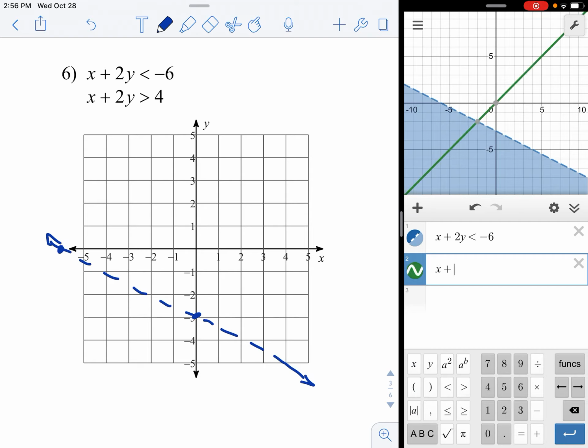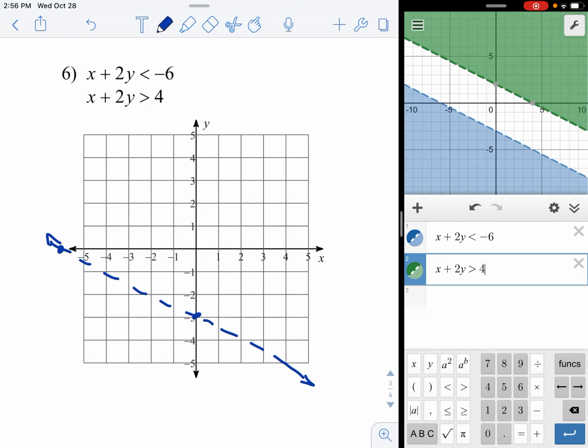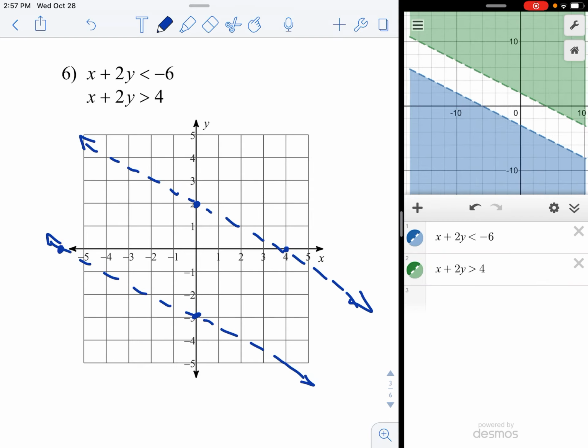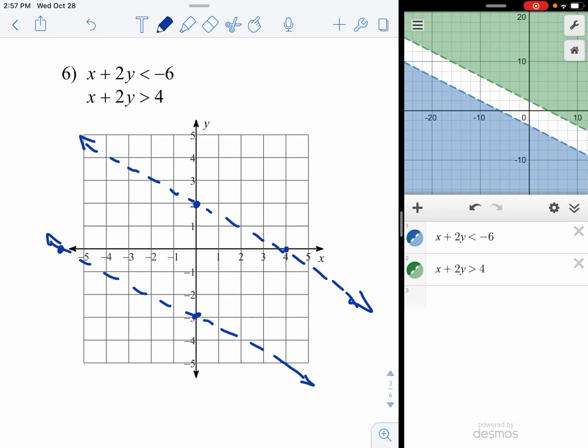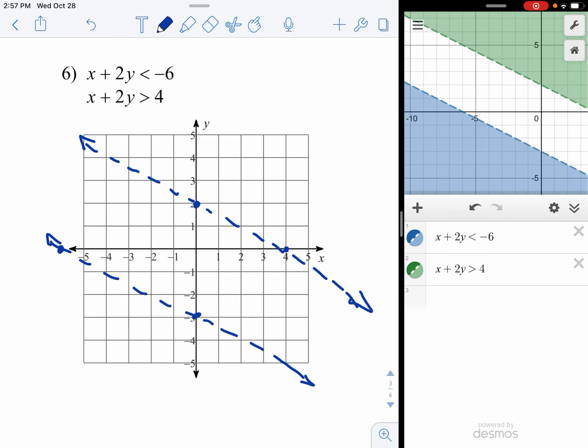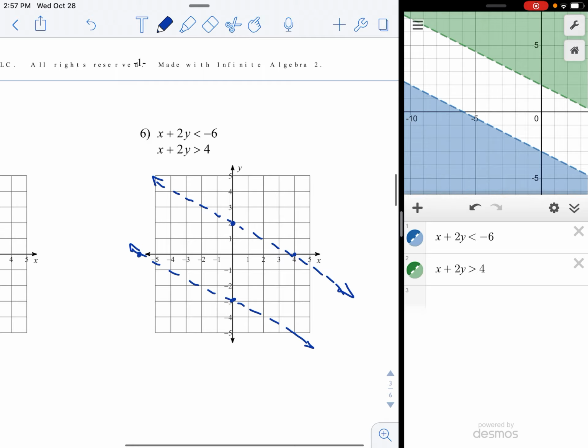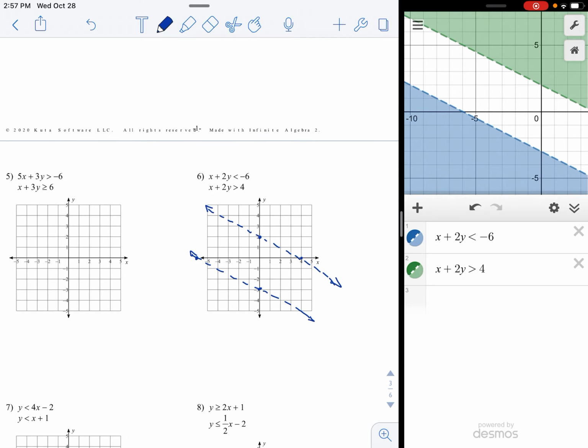x plus 2y greater than 4. So that gives me a dotted line up here. Now, I'm only supposed to shade the area where the two shades overlap each other, where they both touch. Well, these are parallel lines. They're never going to intersect. And one's shaded above, one's shaded below. That means there is no area that gets shaded.